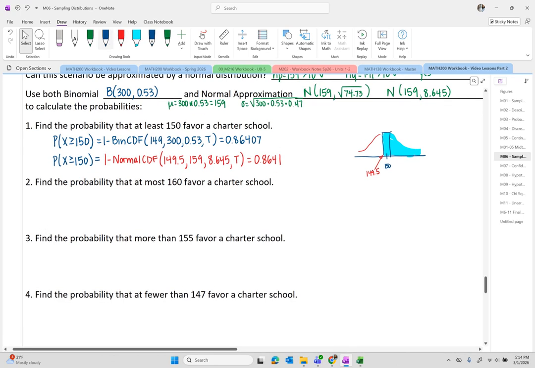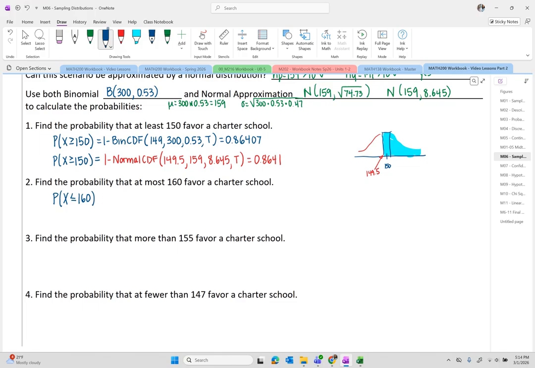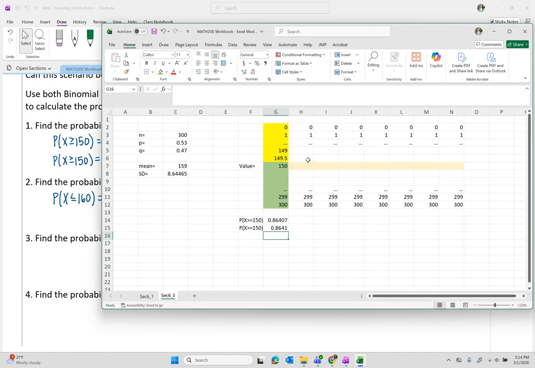The next question is, find the probability at most 160 will favor the charter school, and that at most means less than or equal to 160. This is a direct binomial CDF. And since 160 is included, it will just be 160 with the same parameters as before. So if I write here 160, when they want at most 160, they want all of these values to be calculated, and this is the binomial CDF.